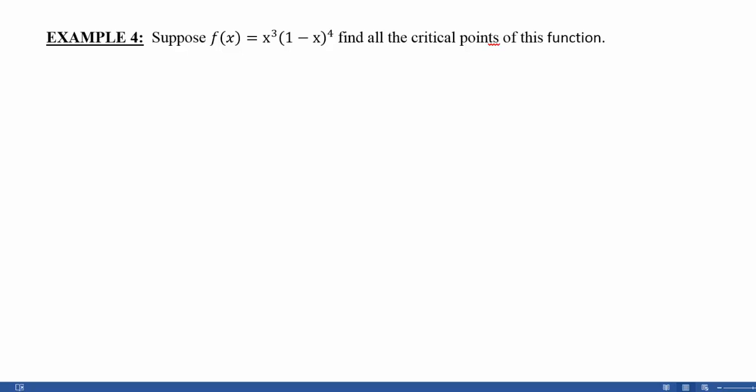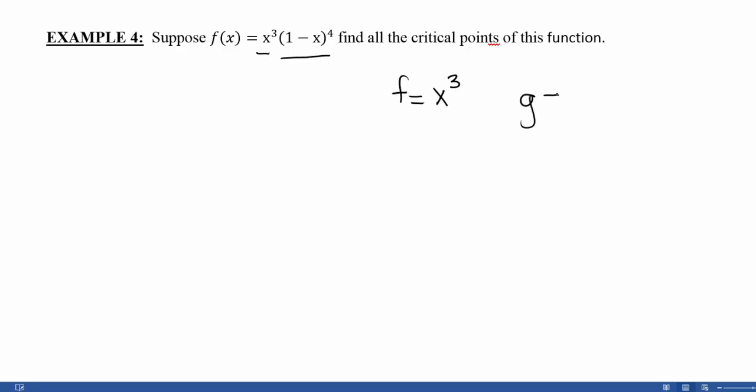Example 4. Suppose that f of x equals x cubed times 1 minus x to the 4th. Find all the critical points of this function. All right, so here, when I look at my function, what I first notice is that I have two things multiplied together. Now, when you have two things multiplied together, that means that you're going to be doing a product rule. So for the product rule, I'm going to pick my first function to be f. So that's my x cubed.